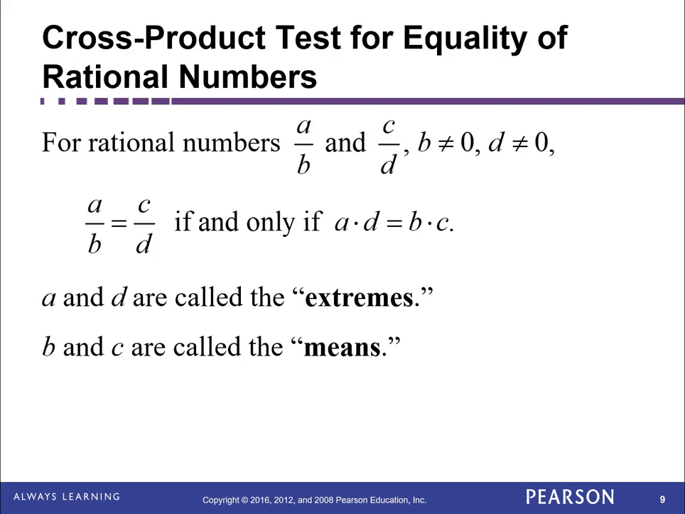All right, for rational numbers a over b and c over d, with b not equal to 0 and d not equal to 0, because you don't want your denominators to be 0, a over b equals c over d if and only if a times d equals b times c. A and D are called the extremes, and B and C are called the means.